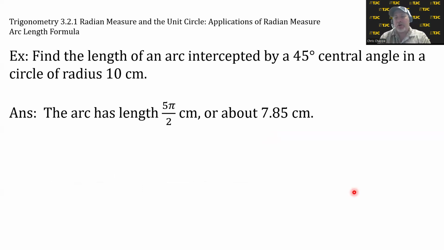It's not uncommon in a question like this to ask you to round your answer to a certain precision. Because if you're going to measure something, saying 7.85 centimeters makes a lot more sense than saying 5 pi over 2. 5 pi over 2 is exact, but 7.85 is better in terms of measuring.